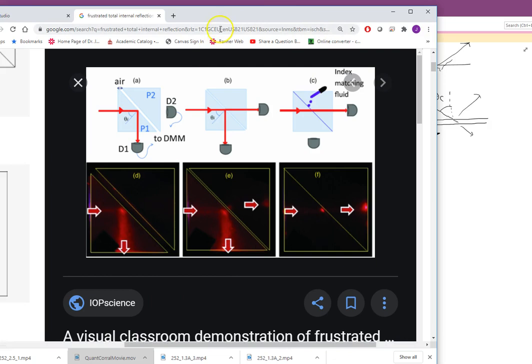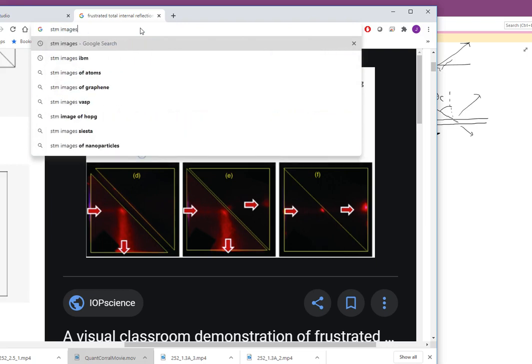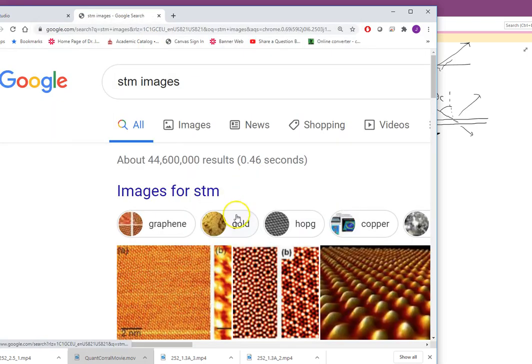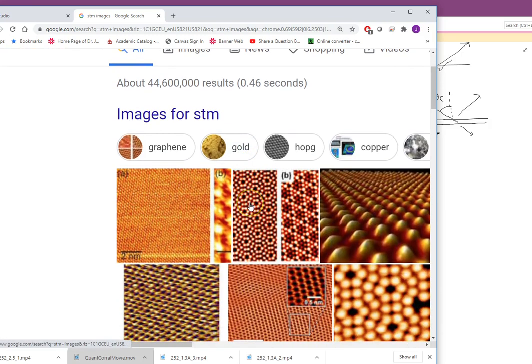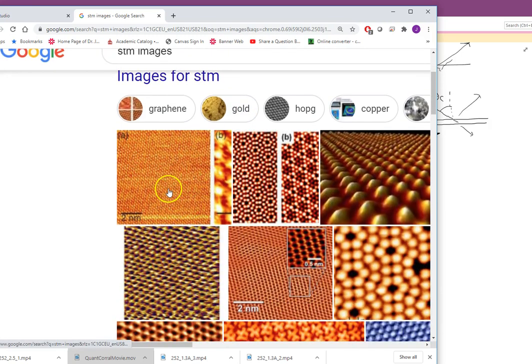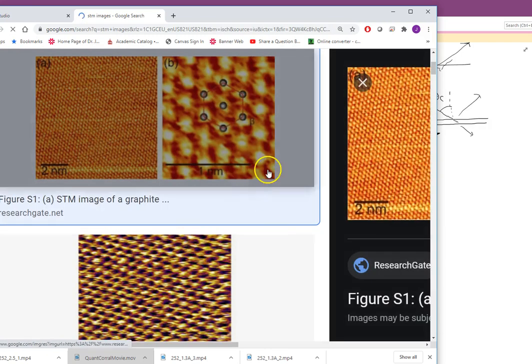I don't want to talk for too long. You can look at these too. I'm just going to Google STM images. And here are some. These are really cool. You can just click on one of these. That's showing you gold atoms. This is blown up, and again, it's color enhanced by the computer, but you can actually see the crystal structure of where these gold atoms are.